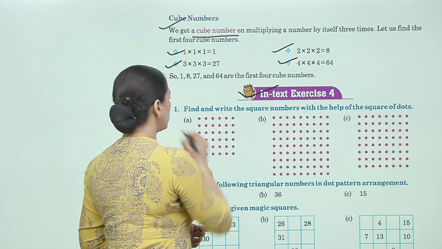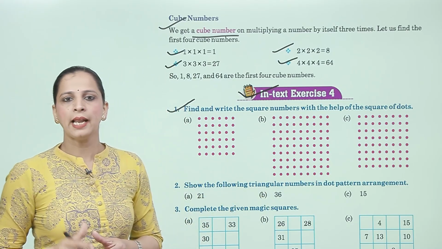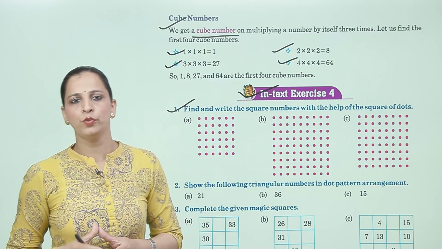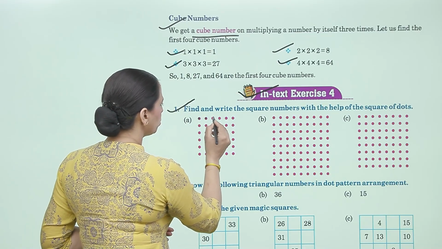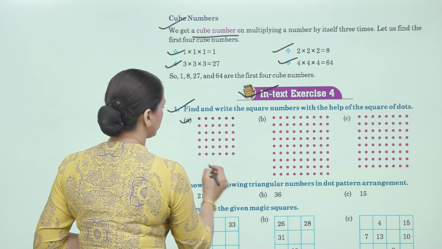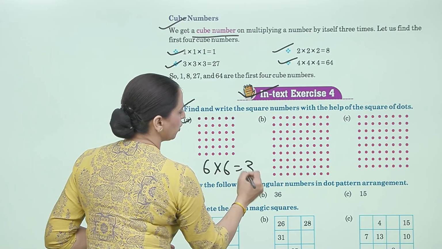Now, in text exercise 4, question number 1, find and write the square numbers with the help of the square of dots. Now, 1, 2, 3, 4, 5, 6. 1, 2, 3, 4, 5, 6. That is 6 into 6 is equal to 36.